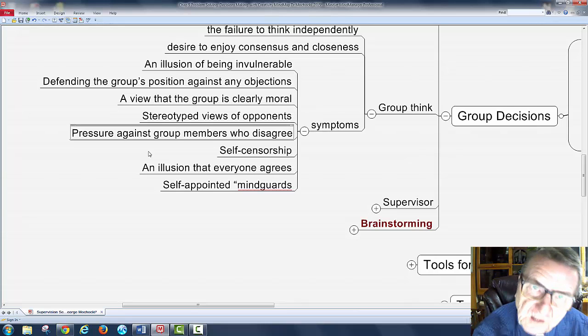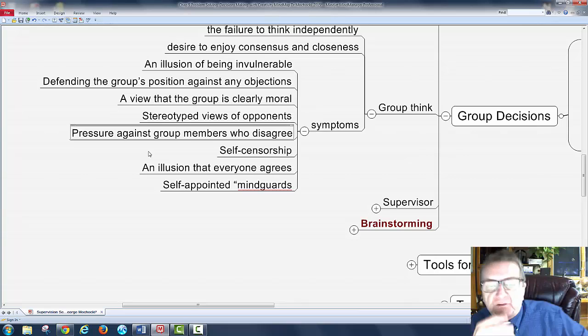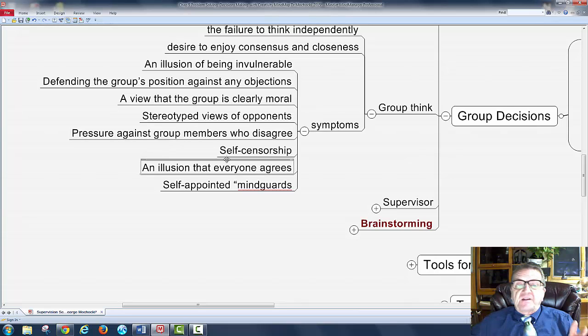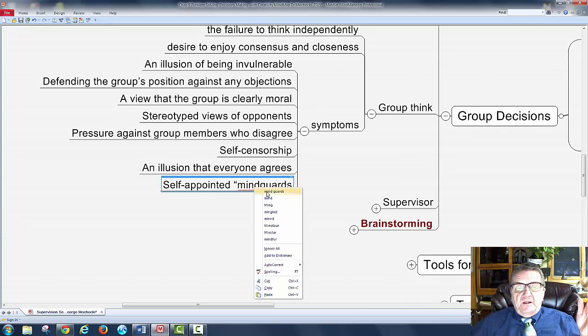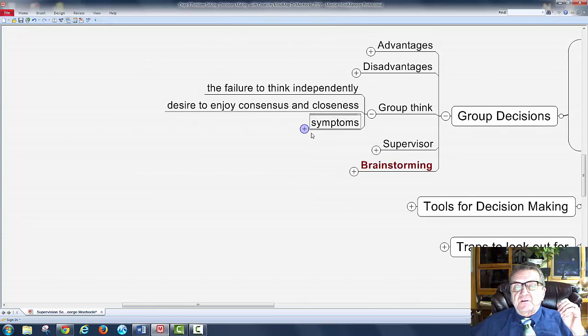That's a good idea, Sally. Let's go forward. Let's think about this. We have to think about something like this. Self-censorship: we basically keep our mouth shut about something because we don't want anyone to know it. An illusion that everything agrees. Self-appointed mind guards. And I'll just leave it that way. It's easier. Okay, so that takes care of group things.